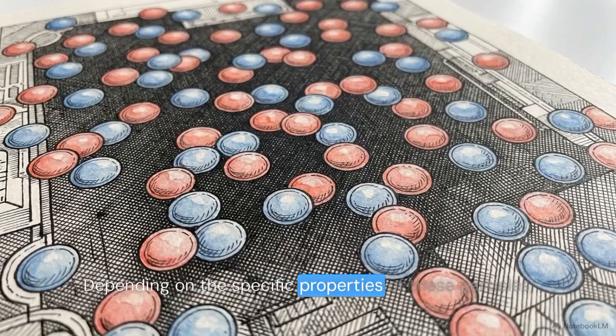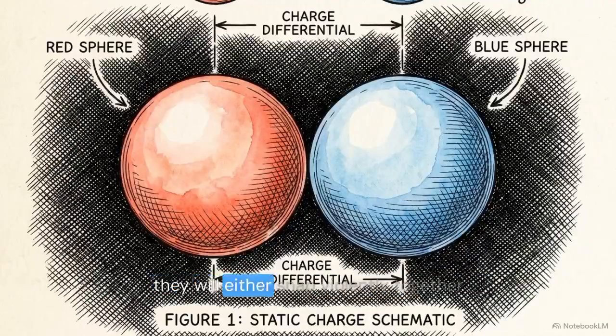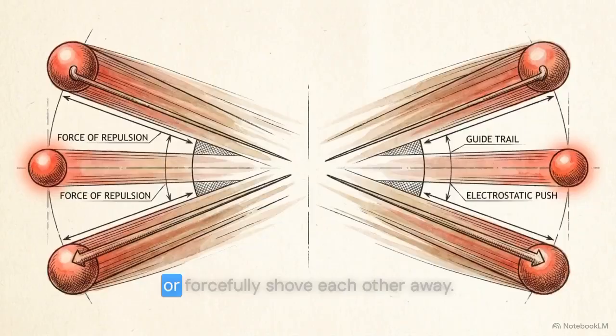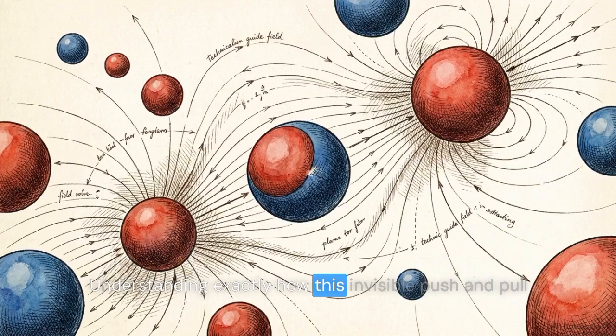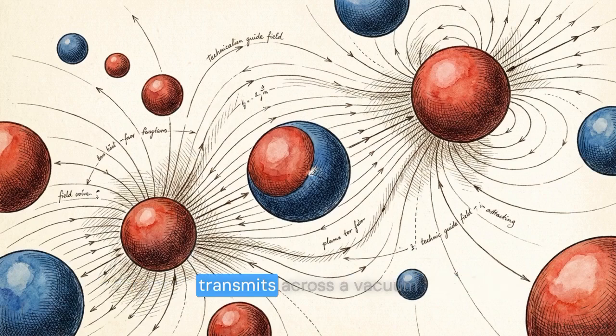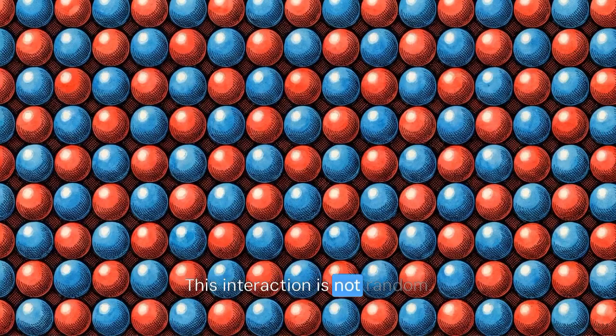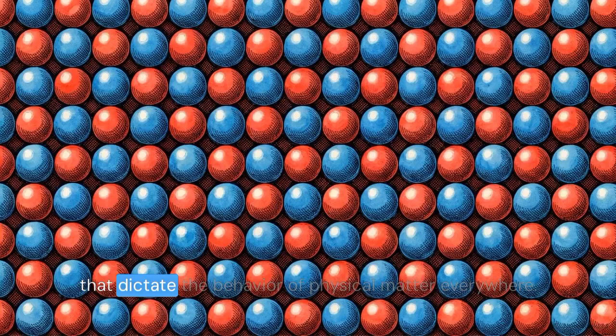Depending on the specific properties of these particles, they will either snap violently together or forcefully shove each other away. Understanding exactly how this invisible push and pull transmits across a vacuum is the starting point for a concept known as Coulomb's law. This interaction is not random. It is governed by precise, predictable mechanics that dictate the behavior of physical matter everywhere.